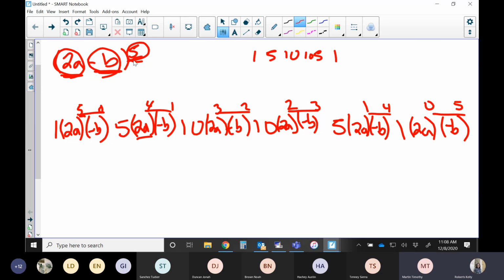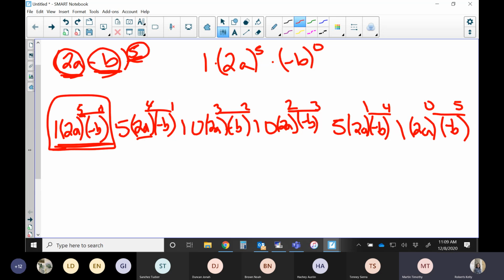Okay, what I mean by that is, let's deal with this. You understand that says 1 times 2A to the 5th times negative B to the 0. That's what this term says right here. This is the first, this is the second, this is third, this is fourth, this is fifth, this is the 6th term there. Each one of these things is its own term.